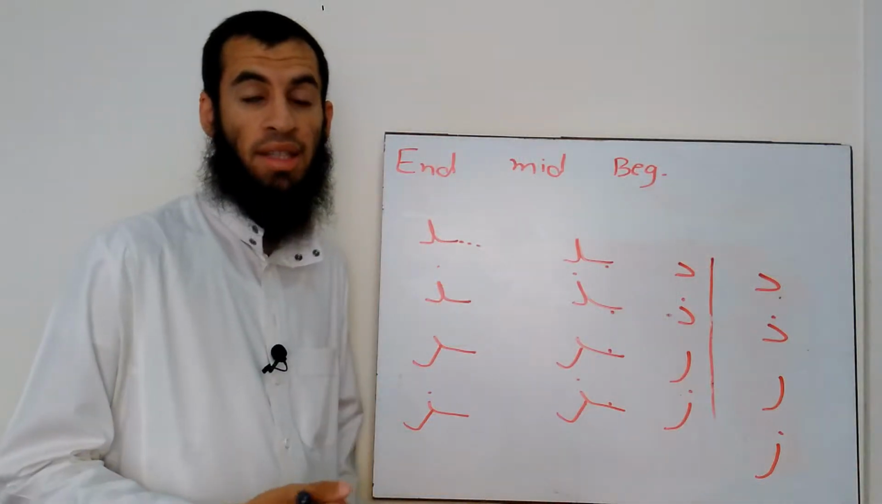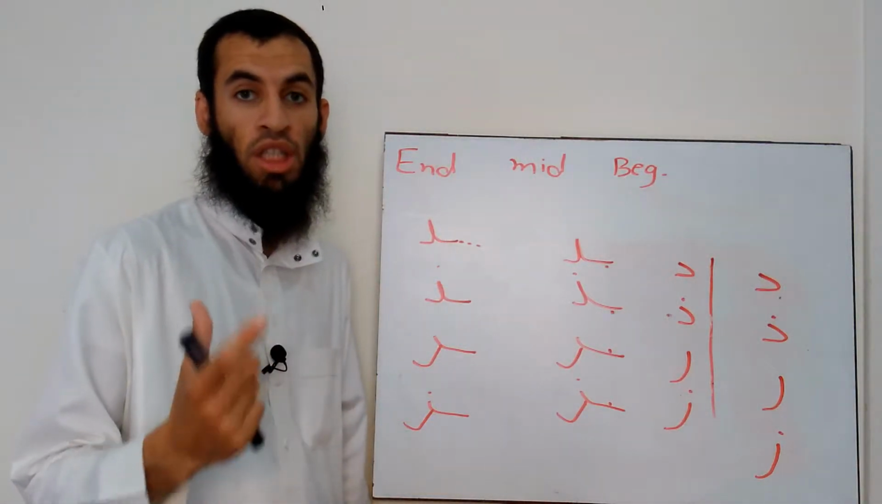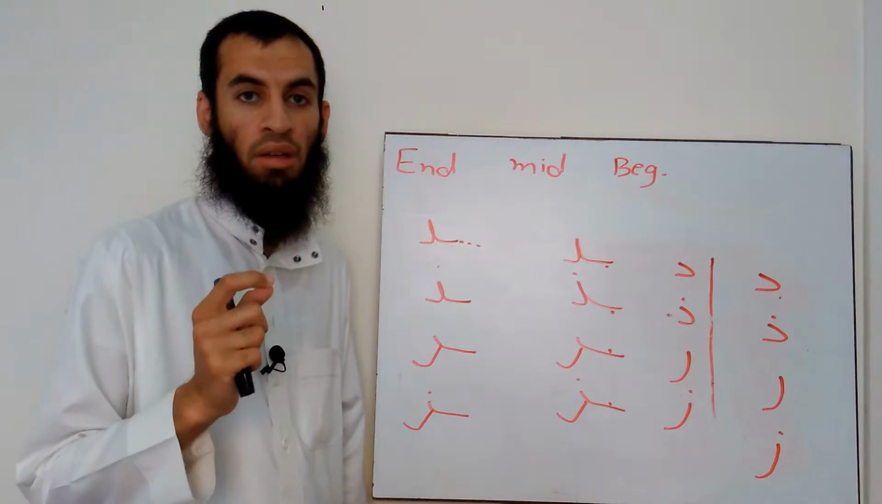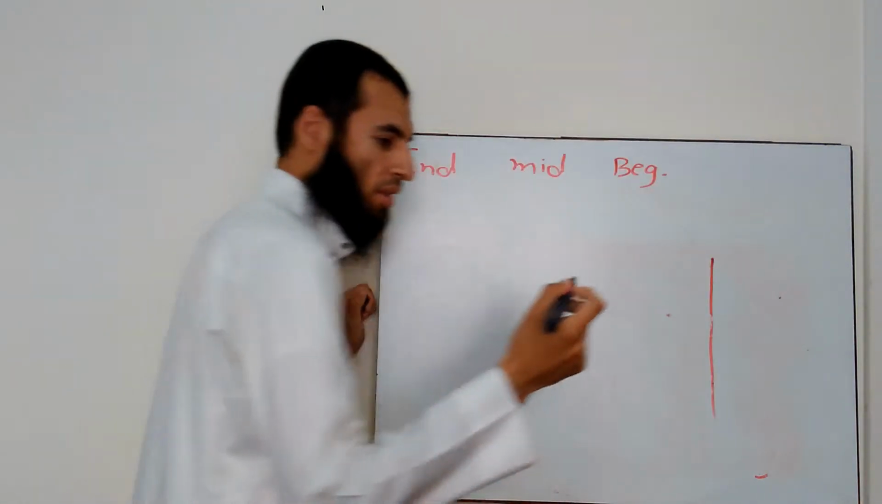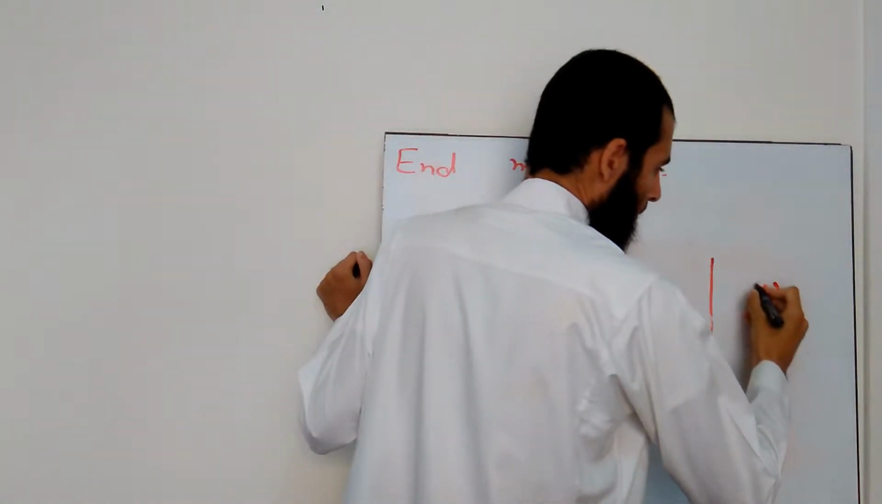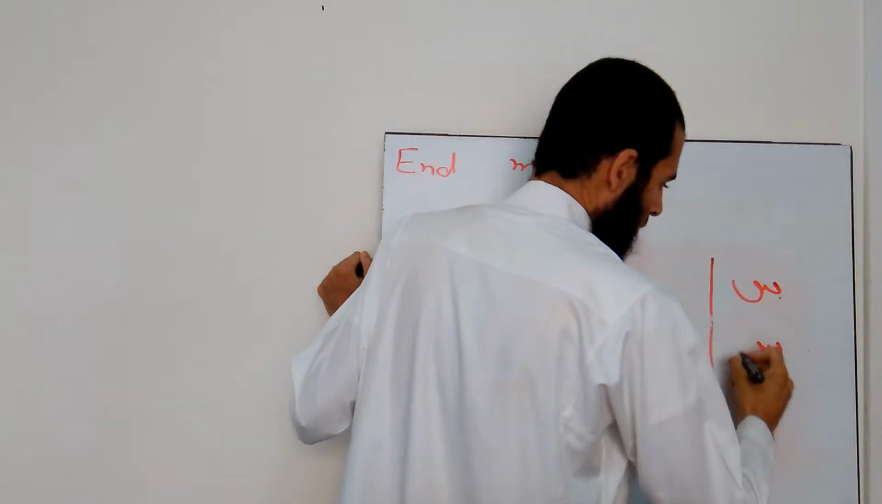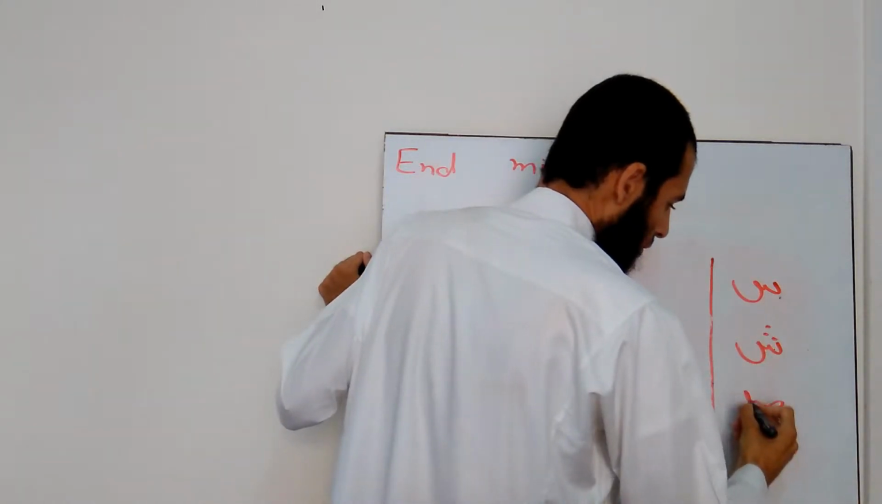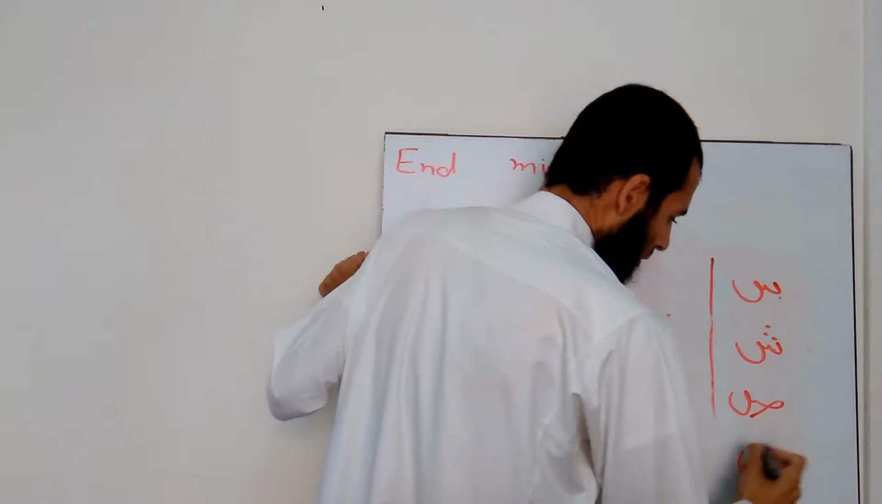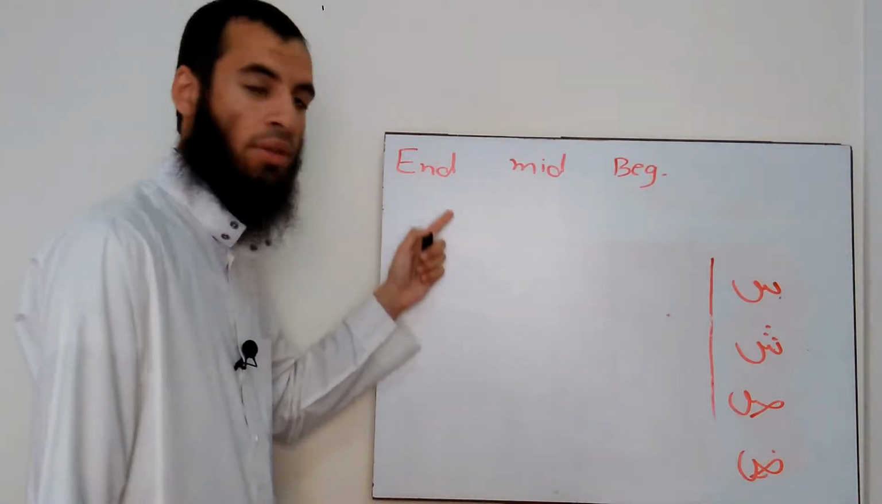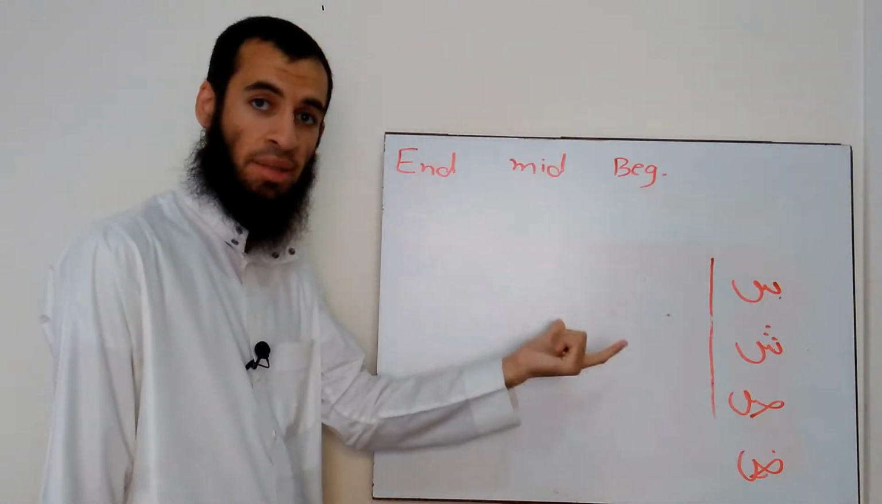Move to the next letter. This is letter sin and sheen and sad and dot. This letter sin, and this is sheen, and this is sad, and this is dot. At the end of the word they have the same shape.